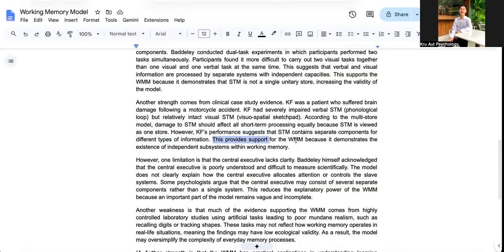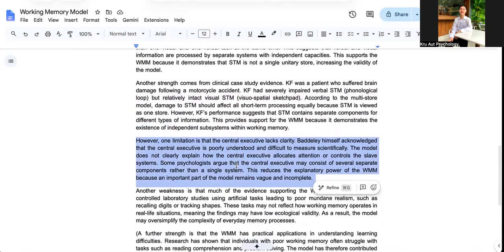Then the link sentence. This provides support for the working memory model because it demonstrates the existence of independent subsystems within working memory. So rather than short-term and long-term memory being distinct and independent from one another, this time it's within the short-term memory, being the working memory, that is distinct. And be clear somewhere earlier in this paragraph that we're referring to the phonological loop and visual spatial sketchpad being different and independent from each other. Okay, perfect for strength.